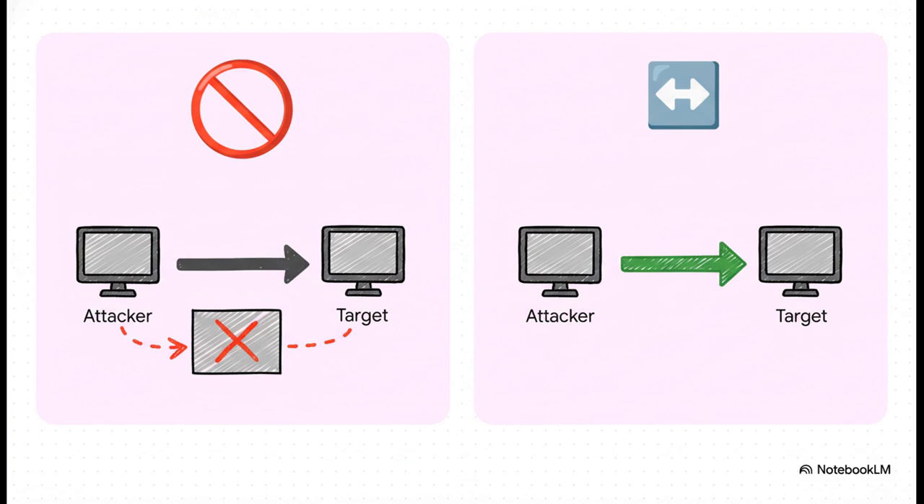See, if your virtual machines are set to NAT mode, your attacker machine is basically hiding behind a one-way mirror. The target has no idea how to get back to you. This is why setting Metasploit's LHOST, your local host IP, is so critical. It has to be an address that the target can actually see and talk to.